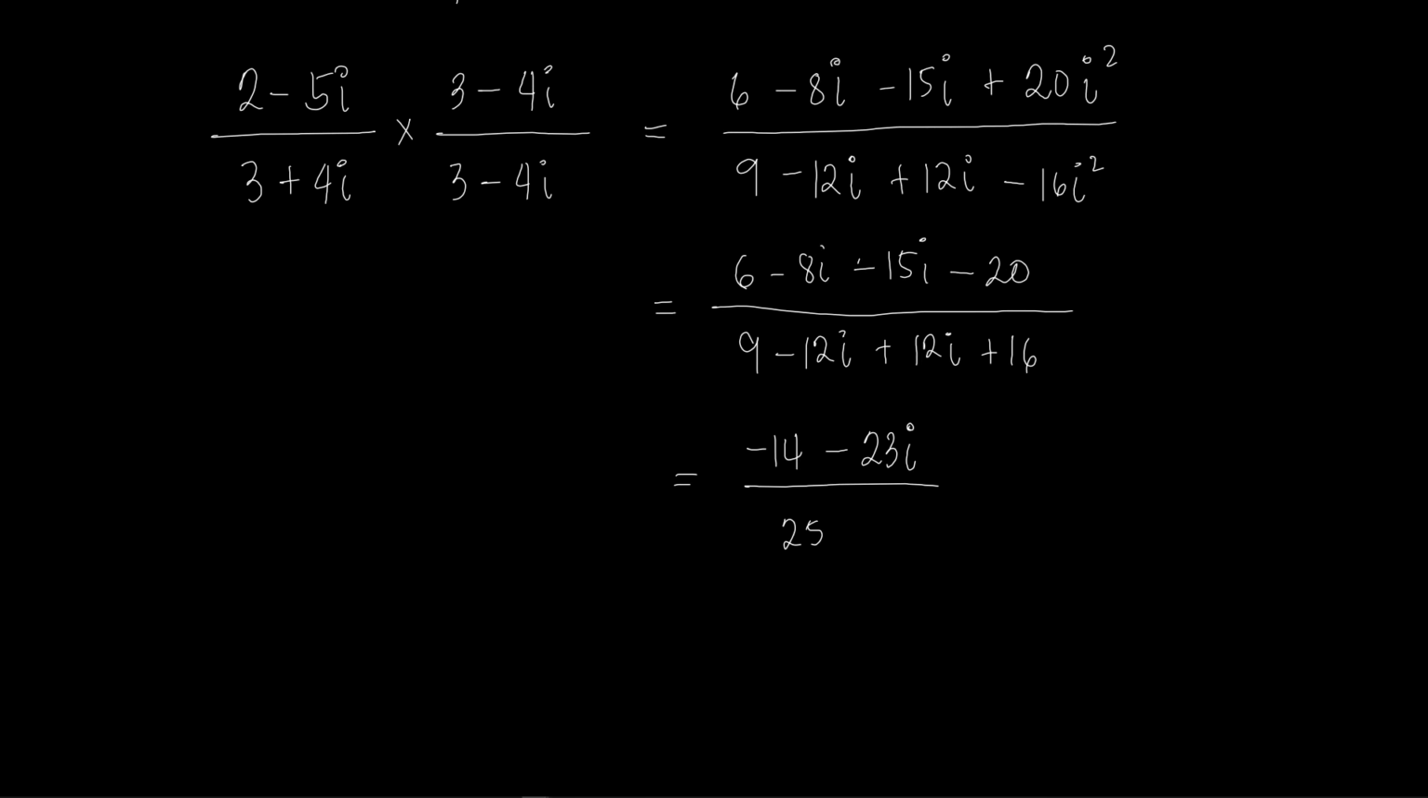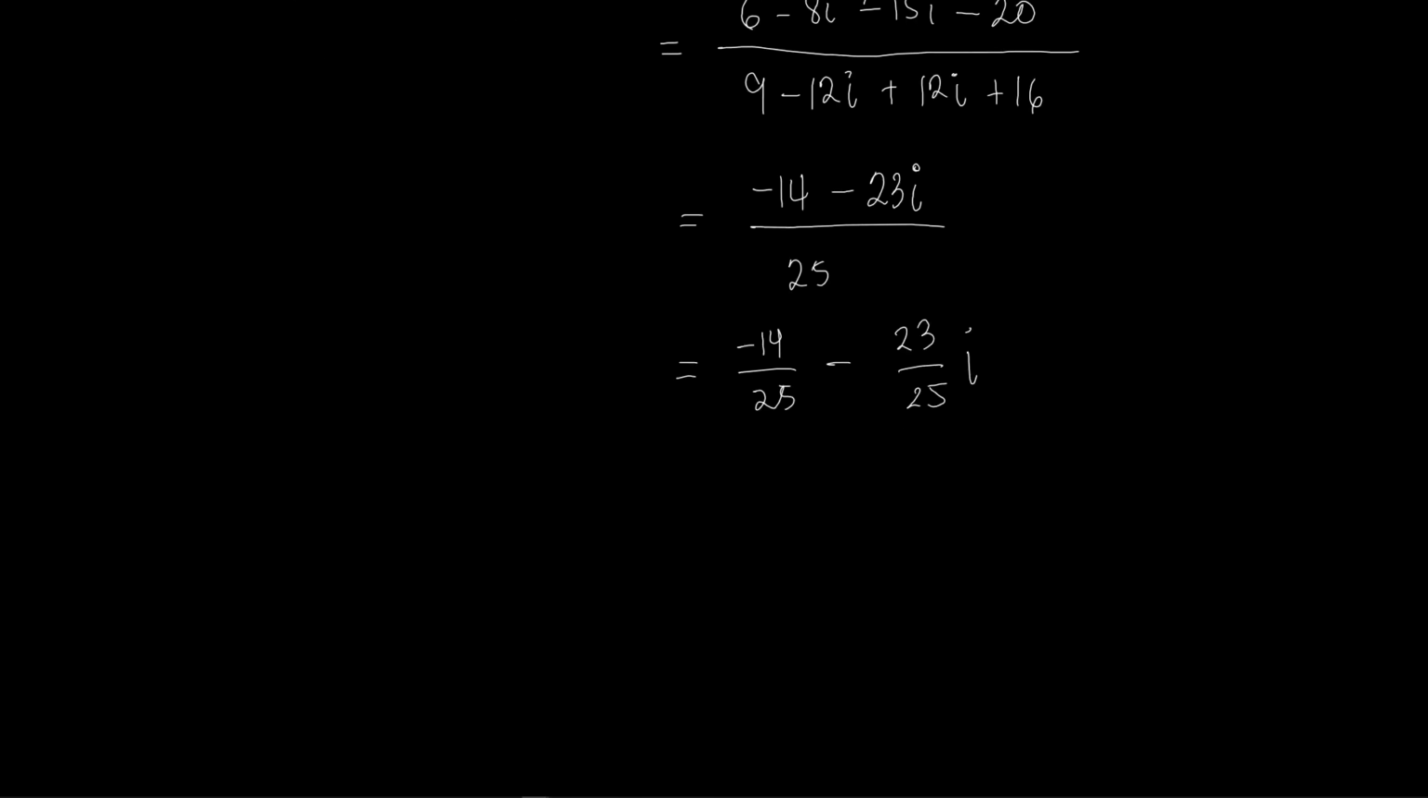So, to express it in a plus bi form, we divide this by the denominator, and divide this also. So, we have negative 14 over 25 minus 23 over 25i. Or if you want the decimal representation, we can divide. Negative 14 divided by 25 is negative 0.56. Minus 23 over 25 is 0.92.